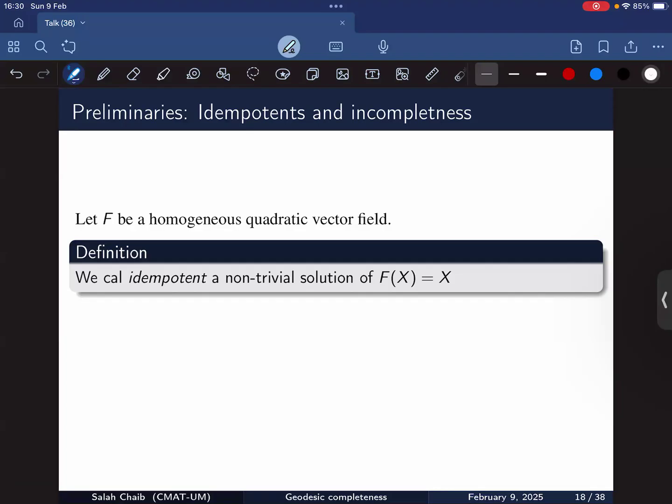Yeah. So yeah. Now I come back to this idempotent. So if F is a homogeneous quadratic vector field, an idempotent is a non-trivial solution of this equation. So it's some x0 such that f of x0 equals x0. Okay, and the existence of a vector like this implies incompleteness.